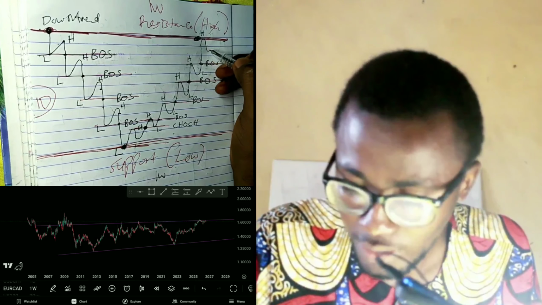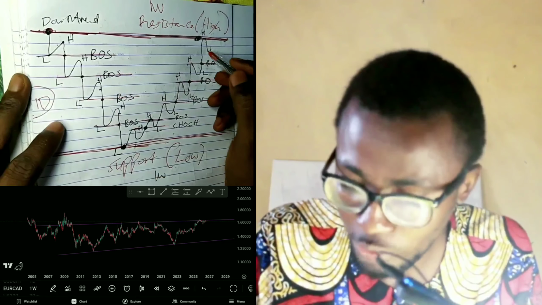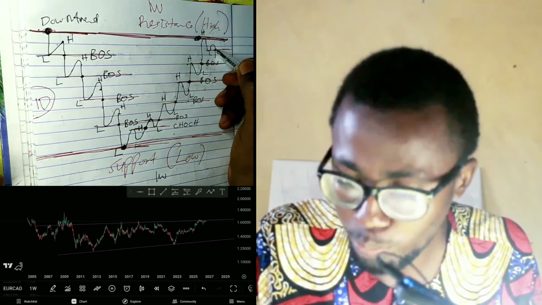So look at what's happened now. As it came down, this is the low. So instead of it going up and breaking the high, it stopped breaking the high. And look at what happened. Look at the low. Look at the level of the low here. Look at the level of the high. Instead of it going and breaking the high as usual, look at what happened. It came back, broke the low. So this break of the low is what they call change of character.